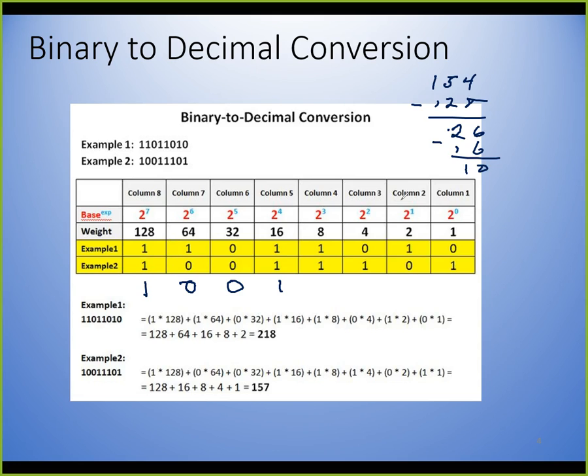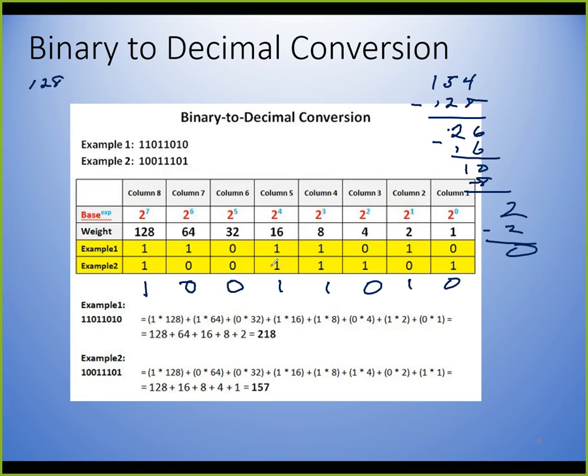Is it greater than or equal to 8? Is there an 8 in here? The answer is yes. So we subtract the 8 and we have 2. Is there a 4 in here? No. Is there a 2 in here? Yes. Is there a 1 in here? No. And the little tip here is, if it's an odd number, you should wind up with a 1 in the last column. If it's an even number, you should wind up with a 0 in the last column. So let's add these things up and see if they work.